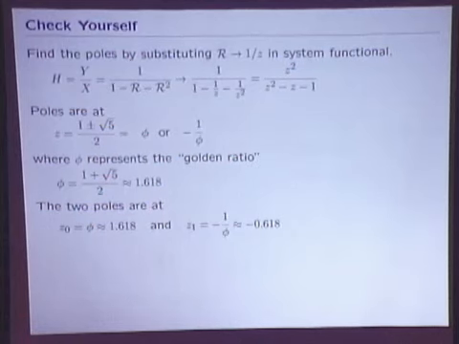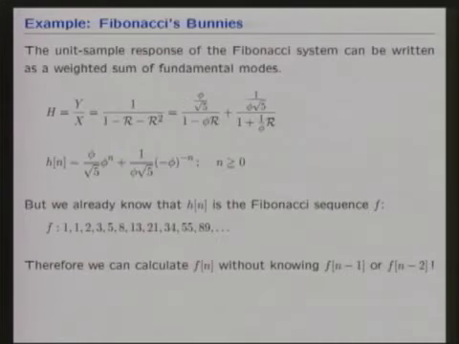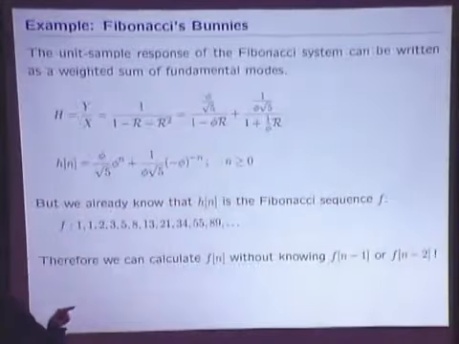It oscillates. So you take diverging plus oscillating, and what do you get? You get a sequence of integers. OK, that's pretty bizarre, right? You take diverging and oscillating, and you get 1, 1, 2, 3, 5, 8, 13. That's pretty weird.